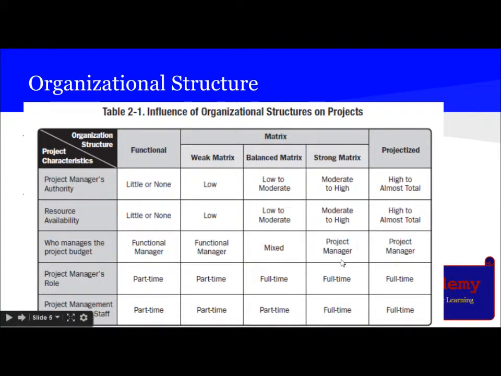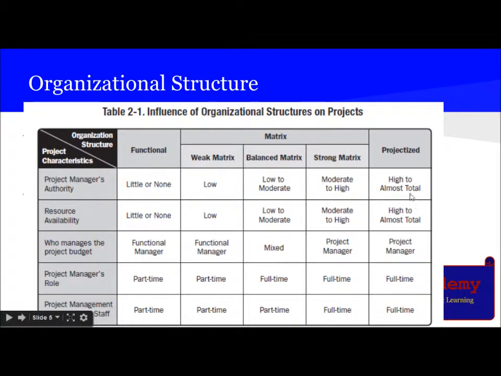In the case of strong matrix organization, the project manager's authority is moderate to high, and resource availability is moderate to high. The budget is managed by the project manager. So here comes the difference in the strong matrix, which is seen as similar to projectized. The project budget is managed by the project manager, and the project manager and their staff are full time. Strong matrix and projectized are very similar.